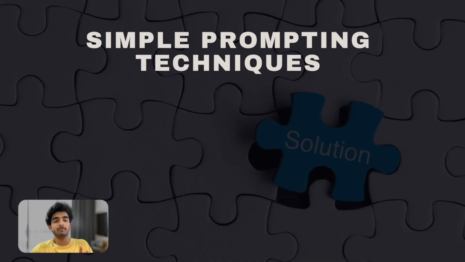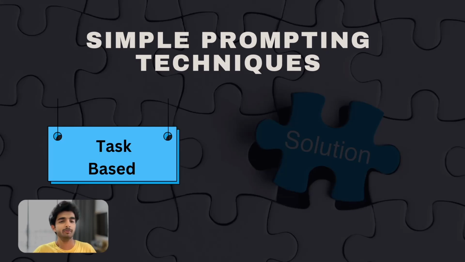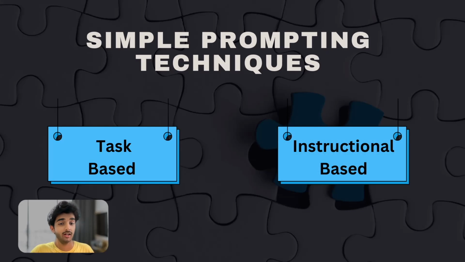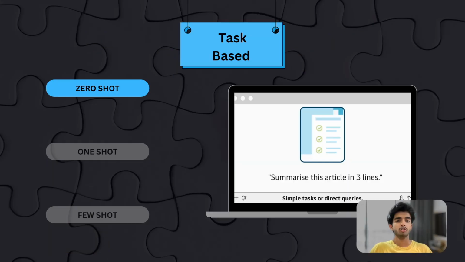So now we are going to deep dive into simple prompt engineering techniques that should be part of your developer's toolkit if you want to accelerate your progress. There are two simple techniques. First one is task-based and the second one is instruction-based. Let's go through what these are. So in task-based methods, there are again three subtypes of task-based prompting techniques.